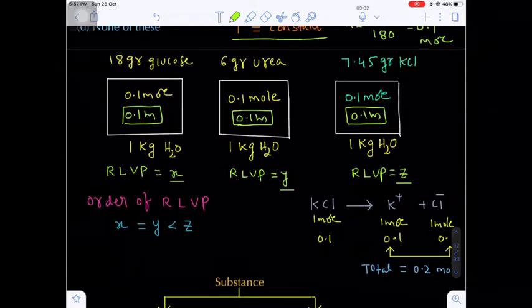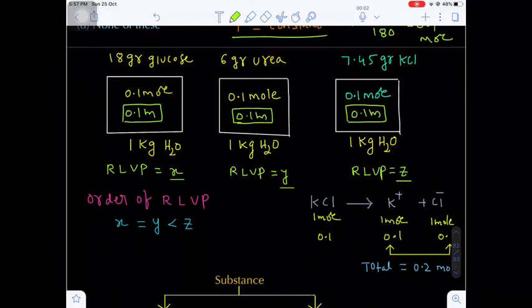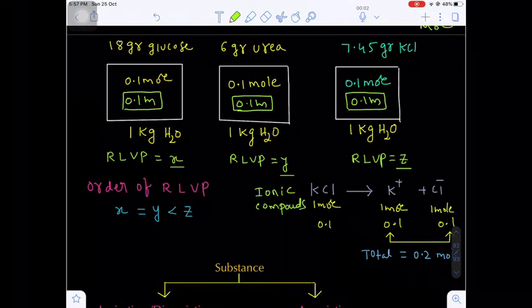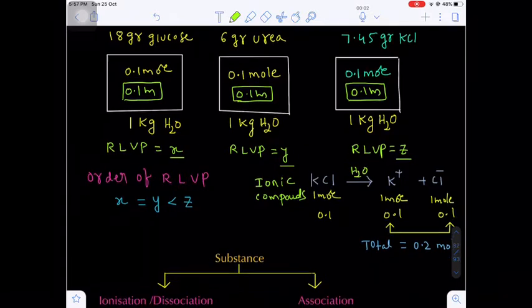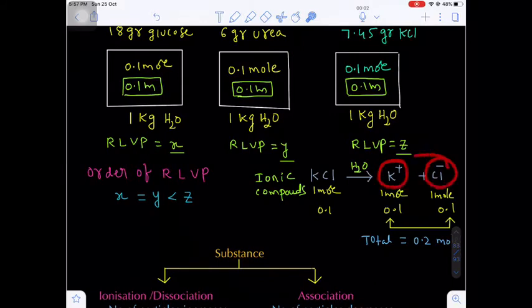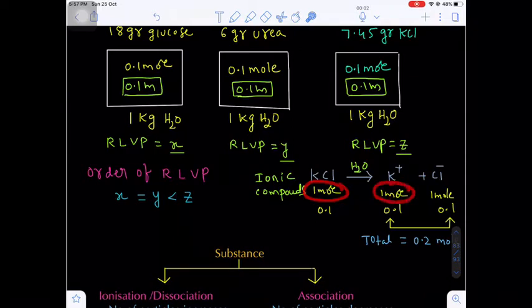Okay. Now, out of the 3 solutions, if you carefully observe, potassium chloride, that is the third solution. Do you know KCl is an ionic compound? We know ionic compounds undergo ionization or dissociation in water. Yes or no? When we dissolve KCl in water, how does it dissociate? As K plus and Cl minus, as a potassium ion and chloride ion. If you take 1 mole of KCl, it will give 1 mole of K plus ions and 1 mole of Cl minus ions in the aqueous solution.